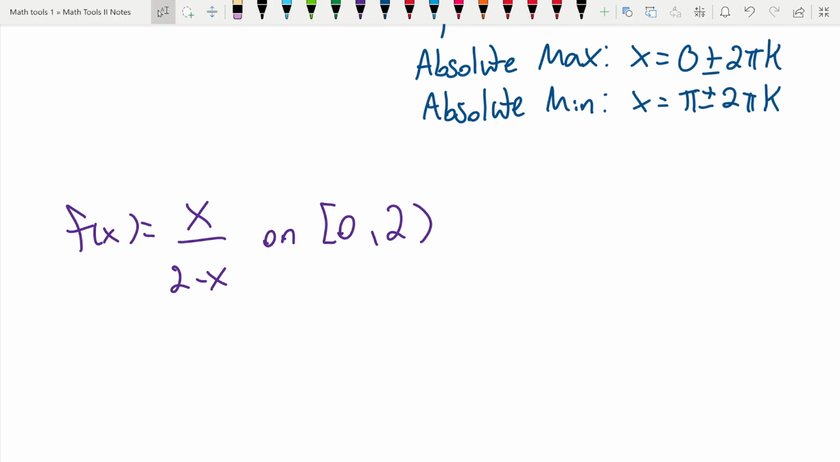Or rather, the boundedness actually refers to the x value, not the y value. So it would be bounded. This is a bounded interval. So let me just be clear. This is bounded, but it is not closed. Okay. Because, again, the 2 is not included. So it's not closed. So the extreme value theorem does not apply here. So this means that we're not guaranteed an absolute max or an absolute min.